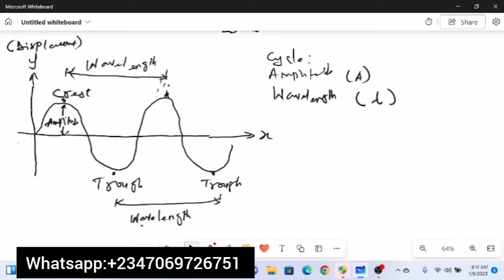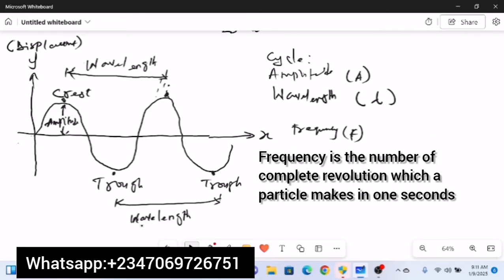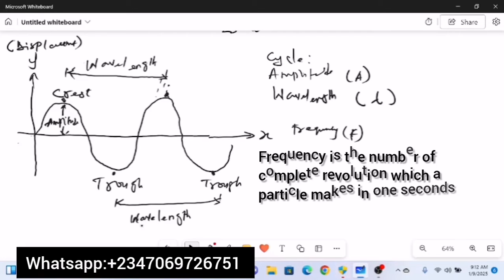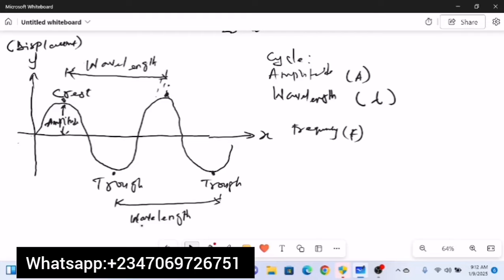Now, another frequent term which we are going to be using in wave physics is the frequency. Frequency is symbolized by f. The frequency is simply the number of complete revolutions or oscillations which a particle makes in 1 second. Mathematically, frequency is given as 1 over period T, and it is measured in hertz.